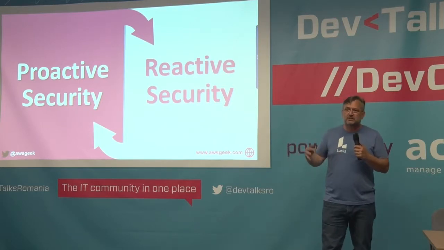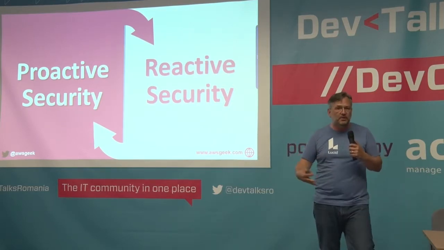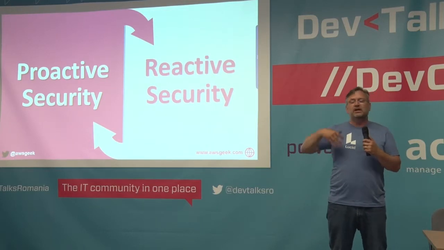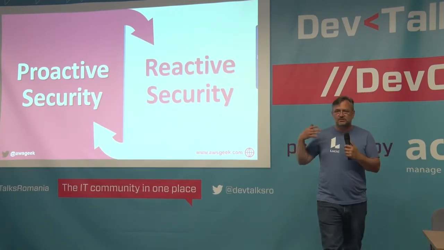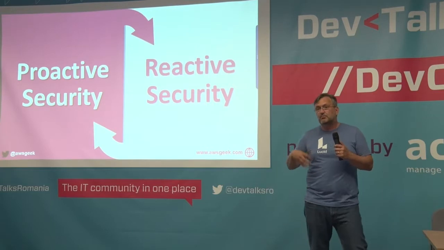because there are things that you can do on AWS and on GCP and on Azure to help solve some of these problems, at least before they actually happen.